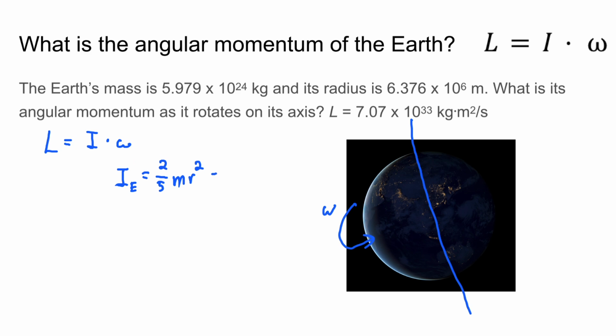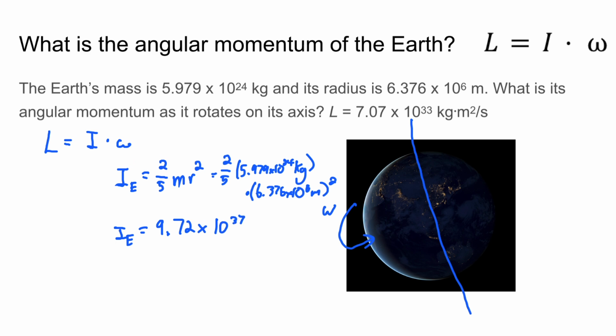We know that the mass of the Earth is 5.979 times 10 to the 24th kilograms, and its radius is 6.376 times 10 to the 6 meters, and that is squared. So we should come up with a moment of inertia for the Earth of 9.72 times 10 to the 37th. And again, if we look at our units, we've got kilograms times meters squared, which is our moment of inertia units.